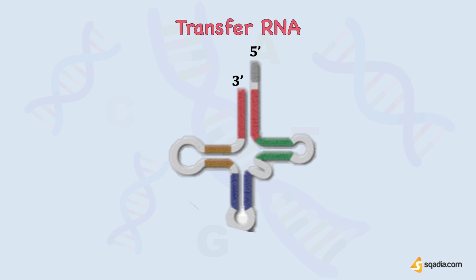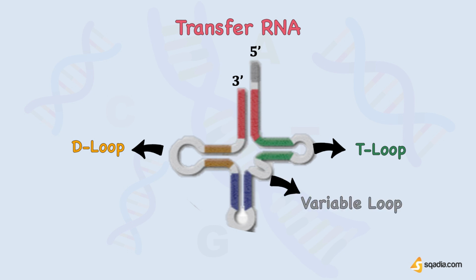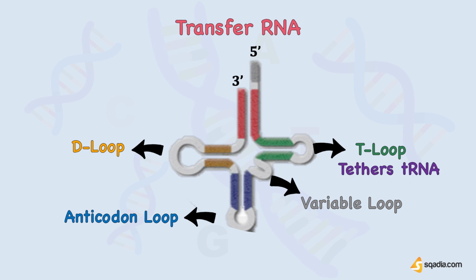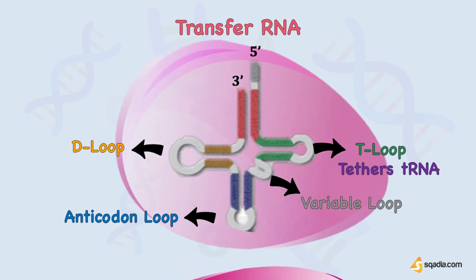Transfer RNA has 4 loops: T loop, D loop, variable loop, and anticodon loop. T-arm basically tethers the tRNA into ribosomes. Like this. The D-arm or the D-loop is responsible for the identification of transfer RNA by the enzyme known as tRNA synthetase.